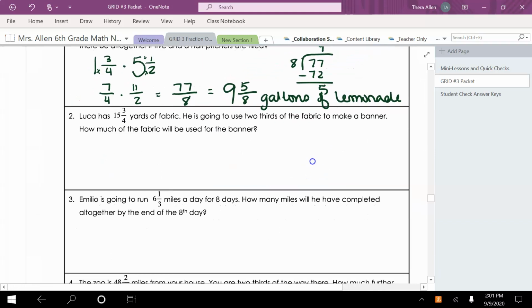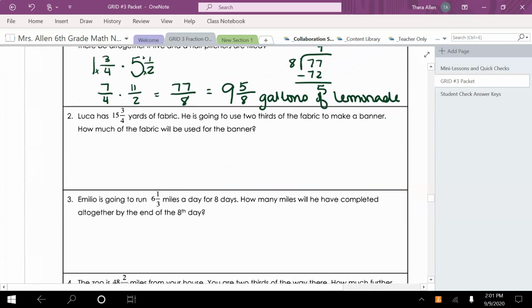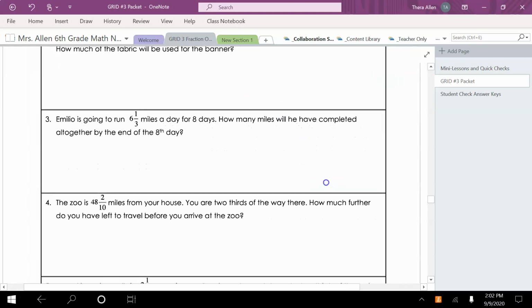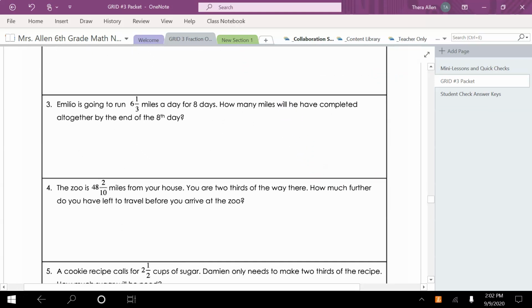Our next problem is Emilio. We're going to do number 3. Emilio is going to run 6 1/3 miles a day for 8 days. How many miles will he have completed altogether by the end of the 8th day? So we have 6 1/3 times 8 for 8 days.